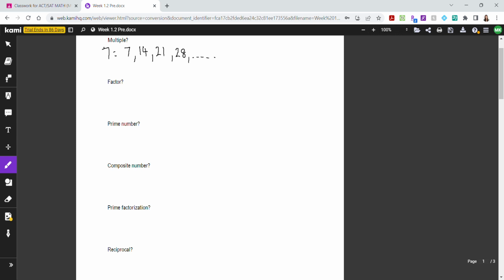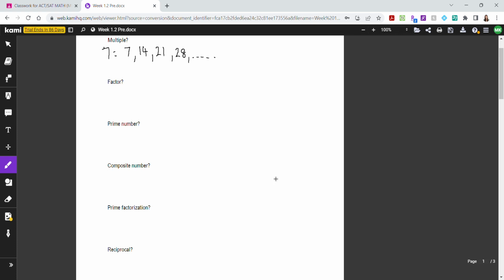It can be for any number. It can be like 5 times 1. The multiples of 5 are 5, 10, 15, 20, 25, 30, 35, and so on. And just remember that every whole number is a multiple of itself. For example, 24 is a multiple of 24. 50 is a multiple of 50.